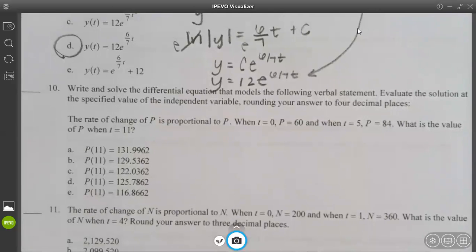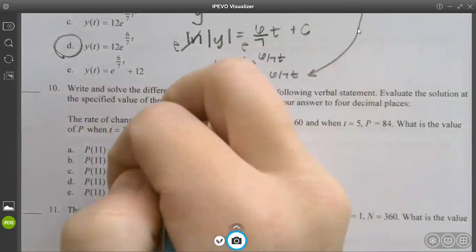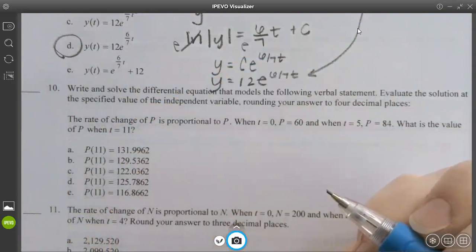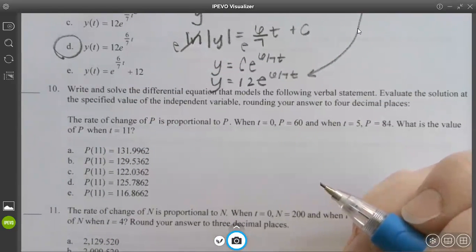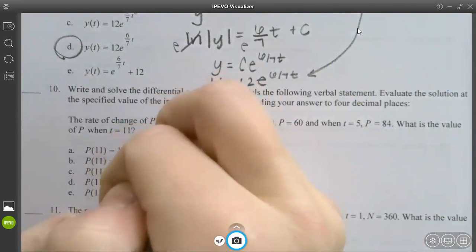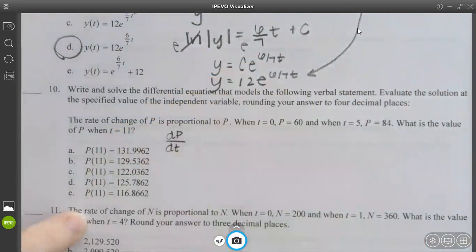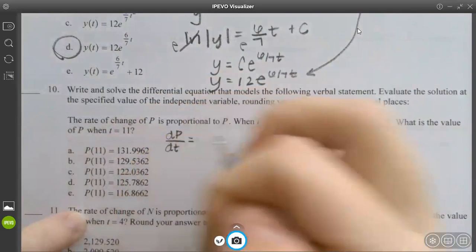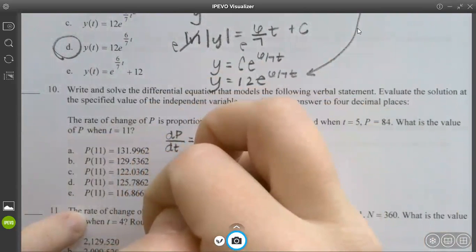What is it? Okay, so start with rate of change. What does rate of change mean for the 40th time? Derivative. How do I represent the derivative? In this case, dp over dt. Is proportional means equals what? Okay, proportional to?